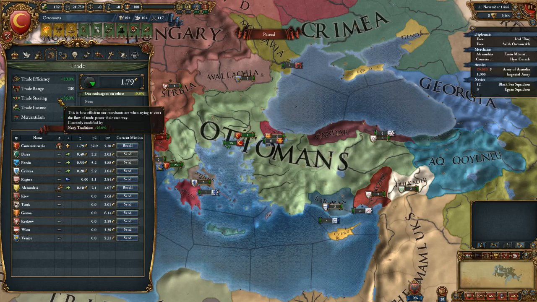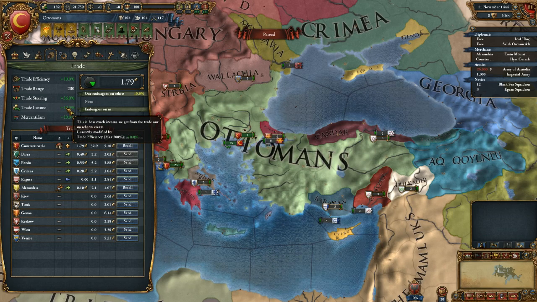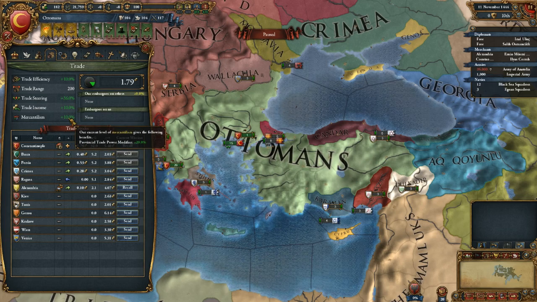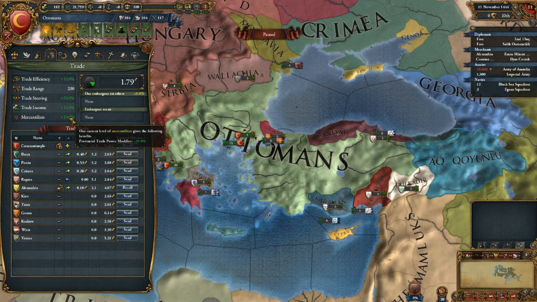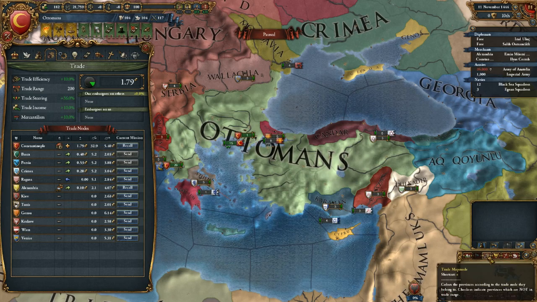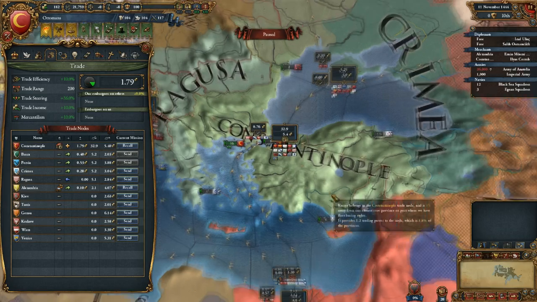Trade steering is how easy it is for your merchants to actually push money out of a trade node and towards the trade nodes that you want. Trade income is again a measure of how much money you can make from the trade, as is mercantilism. Mercantilism is more of an impact on trade power than it is on the actual raw income, and we'll cover trade power now. So first, click on the trade map mode.